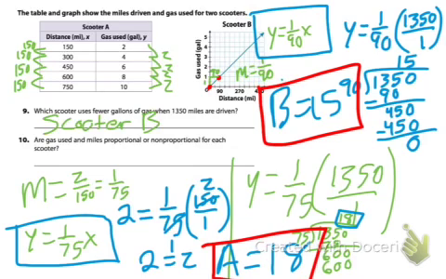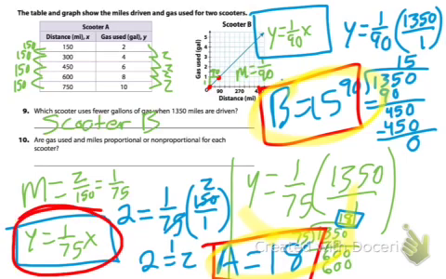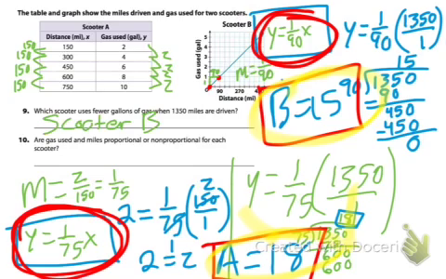And here's our explanation. We did the work, so that's good enough. Are gas used and miles proportional or non-proportional for each scooter? Well, our equations, here is scooter A, and here is scooter B. Y equals slope times x. There is no b, so the gas used and miles are proportional for both.